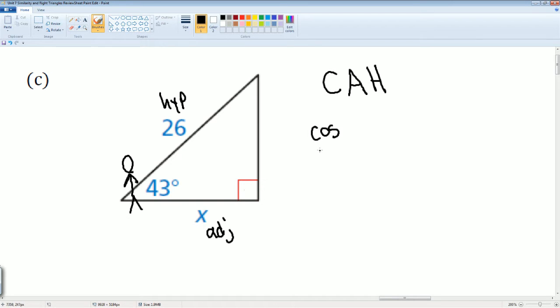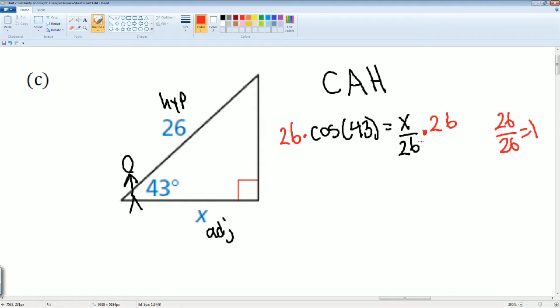Cosine, put the angle 43. This is going to be equal to adjacent, which is x, over hypotenuse, which is 26. To get x alone, I have to multiply, because this right now is divide by 26, right? So I multiply by 26, multiply by 26. The reason why is that 26 over 26 becomes 1. So this disappears to just become 1. That's the explanation on why I multiply by 26. So my right hand side just becomes x, because the 26 cancel each other out to make 1. This x equals 26 times cosine 43.